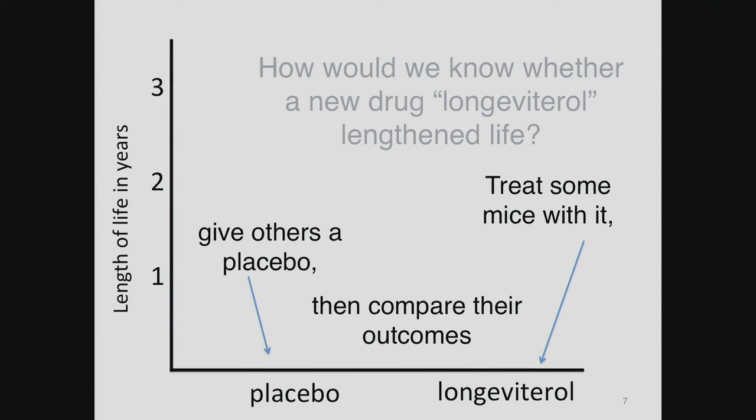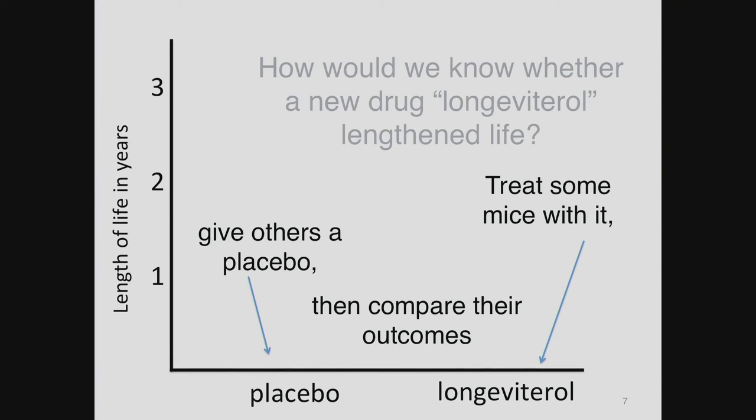If you thought about the x-axis here as being your treatment variable, it's kind of a 0-1, where you've got a discrete pile of folks who are not treated. That's the placebo. If you were concerned about the mice, you had to give them a little fake pill so that they don't suspect that they're in the control group. That's, of course, what we do for humans, mice not so much. You treat some mice with it, so they get the longevirtrol. It sort of sounds like a pet food, I guess, doesn't it?